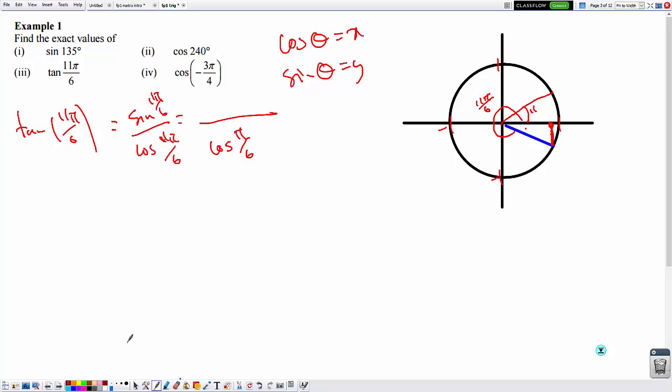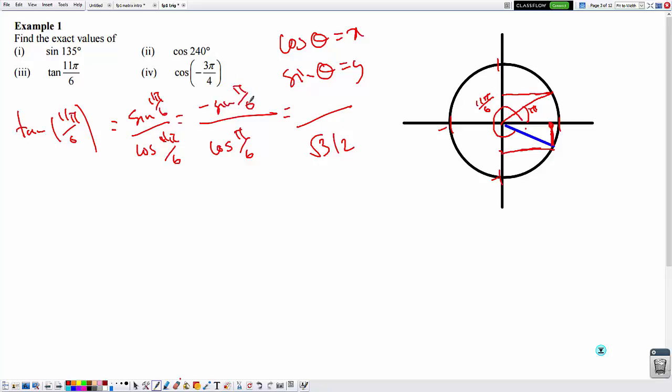Now, pi over 6 is one of those you know. This is cos of 30 degrees. This one, at the bottom, is root 3 over 2. What about sine pi over 6? Sine 11 pi over 6 is the y value. But I could just go to pi over 6, find the y value there, and just take its negative. So this just means that this is minus sine pi over 6.